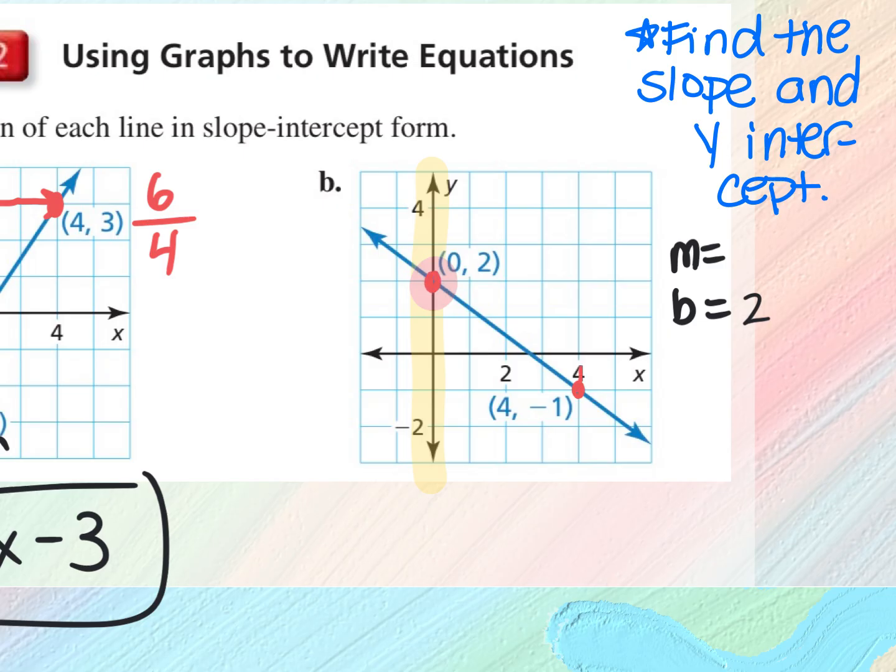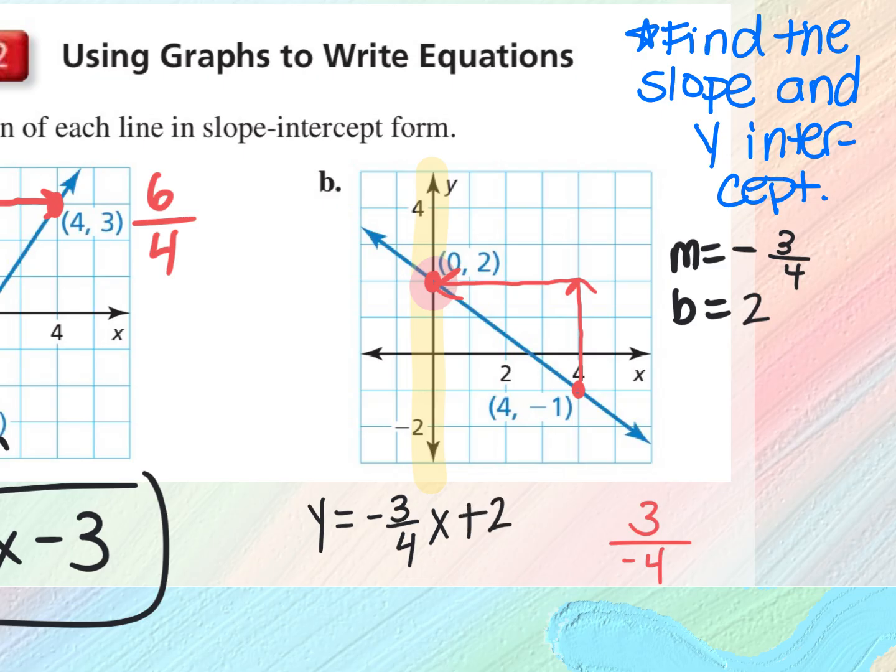How much does it rise? 3, which is positive because it went up. How much does it run? 4, and it went to the left, which is what? Negative. What is a positive divided by a negative? So my slope is -3/4. So when I go to write the equation, I'm going to write y equals -3/4 x, and the 2 is positive, so +2. That would be my equation in slope-intercept form here.